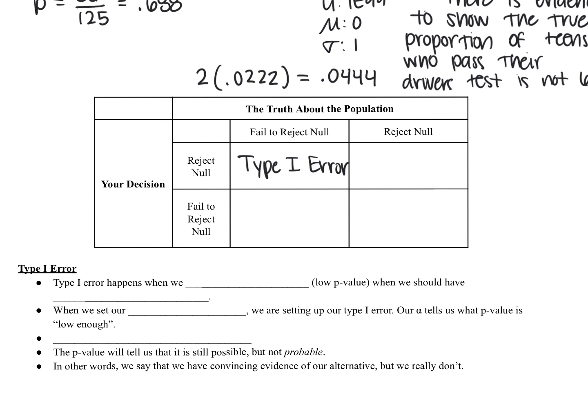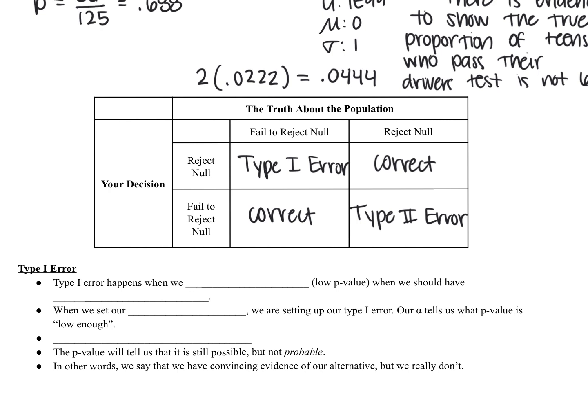Now, obviously, if you reject the null hypothesis and you should have, you made the correct decision. And if you fail to reject the null hypothesis and you should have failed to reject, also the correct decision. But if you failed to reject the null hypothesis and you should have rejected, this is what we call a type 2 error. And we're going to go into more detail about what a type 1 and type 2 error are. So let's start with a type 1 error.